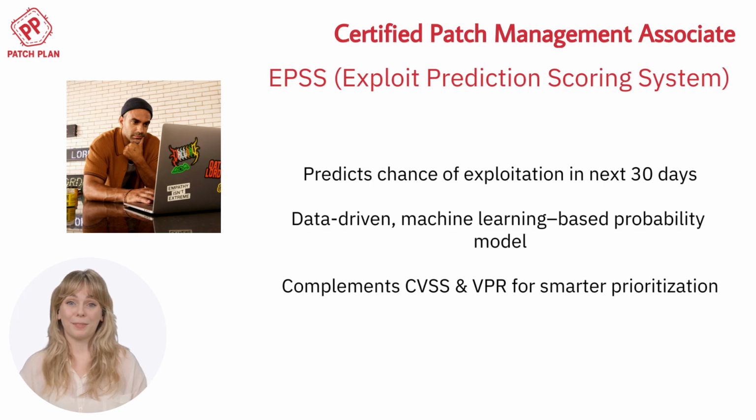For example, an EPSS of 5% means there is a 1 in 20 chance the vulnerability will be exploited in the near term. This makes EPSS especially valuable for prioritization. Security teams can use it alongside CVSS and VPR to decide not just how bad a vulnerability is, but how likely it is to become an active threat.